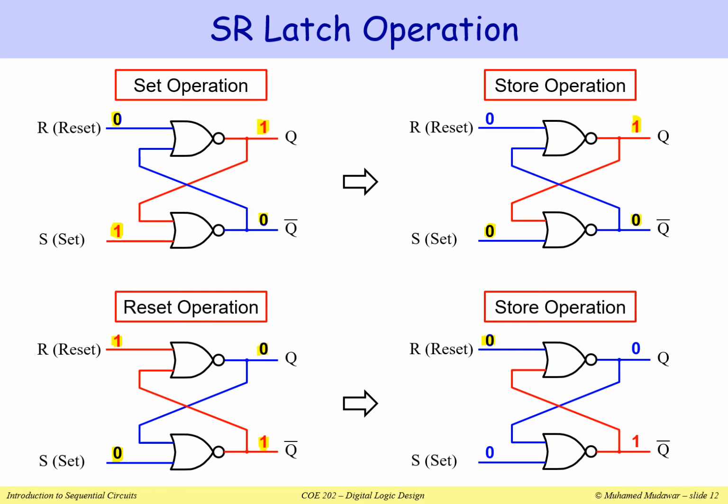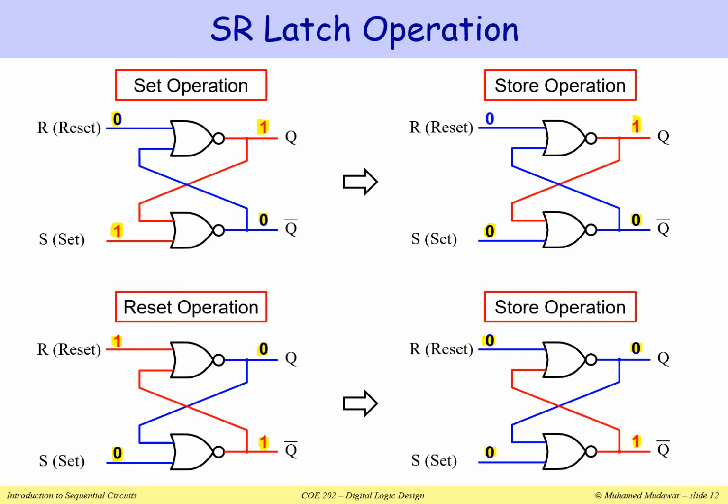Now, suppose that after a reset, I drop the value of R from 1 back to 0. Now R equals 0 and S is equal to 0, and the values of Q and Q bar will not change. They will remain unchanged. Therefore, as long as R and S are both equal to 0 and 0, the values of Q and Q bar will not change. Q will remain 0 and Q bar will remain 1. Again, this is my store operation.